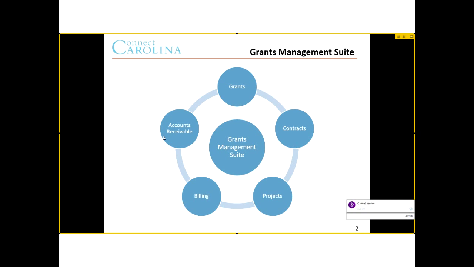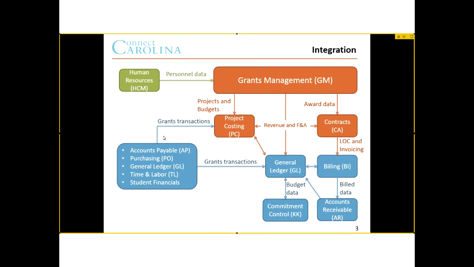PeopleSoft consists of many modules which, when strung together, help you execute business processes. For grants management, we are using grants, contracts, projects, billing, and accounts receivable modules. This diagram shows how information flows in and out of the grants modules. The key to information flowing in and out of these modules is the project ID chart field, which we will talk about in just a moment.